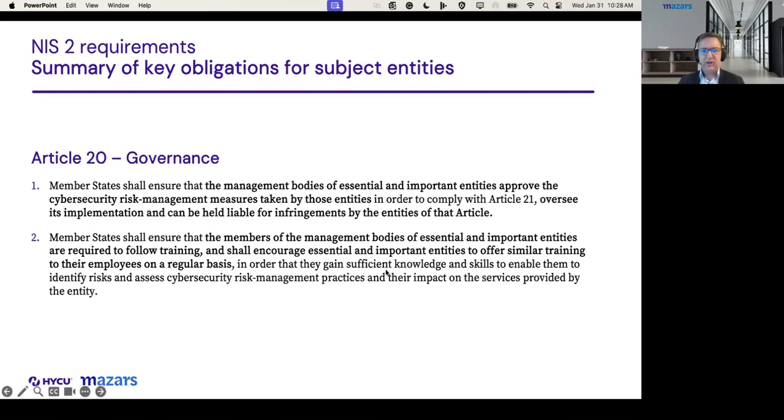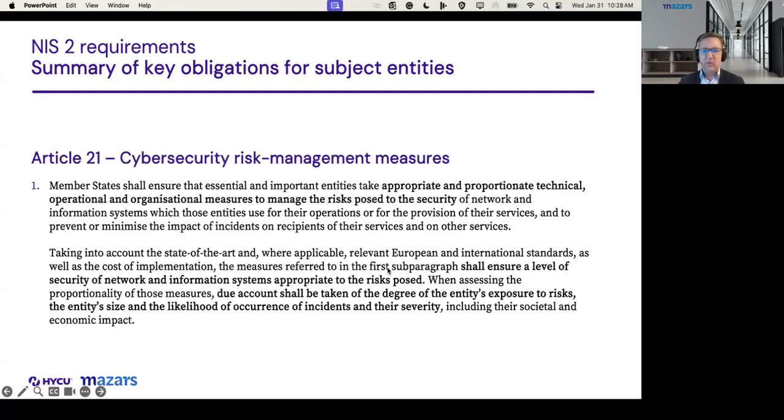Now, the next article is going to be the most critical one. This one is the most explaining of what is actually going on here. So it's talking about cybersecurity risk management measures. Basically, what it says is what they expect you to do is be smart about it. This is not the logic of, hey, just apply everything, throw everything at this enemy. No, you have to have appropriate technical, operational, organizational measures to manage the risk posed by the security.